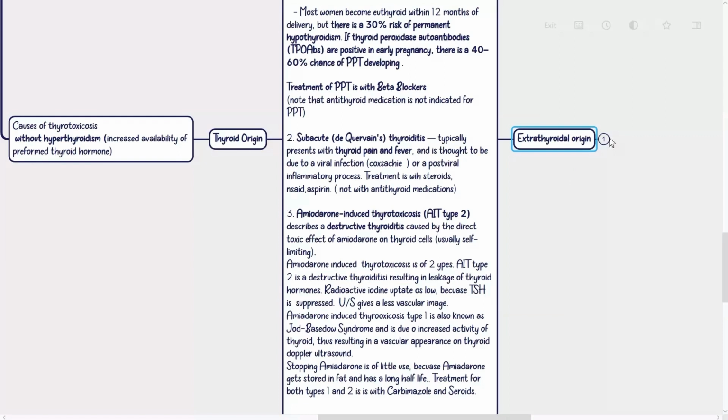4. Lithium rarely causes hyperthyroidism, and this may present more than 1 year after starting the drug. Antiretrovirals and cancer immunotherapy drugs such as interferon alpha can precipitate thyroiditis.